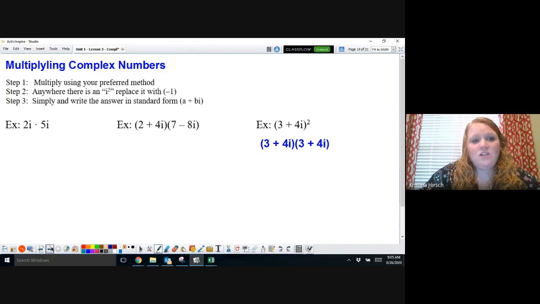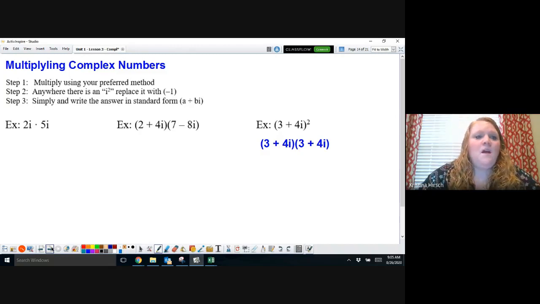So with multiplication, you can use your preferred method. Some people prefer to use the box method. Some people prefer distribution. I mean, there's a lot of different methods out there. I personally prefer distribution, so that's how I'm going to work these problems. But if you have a different method that you like, then you can definitely do that.